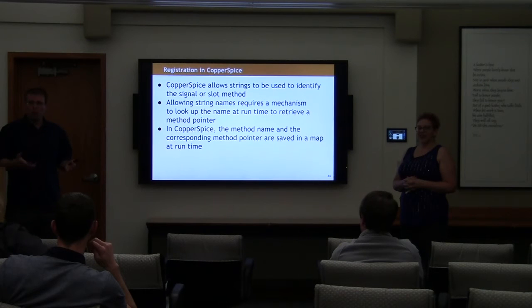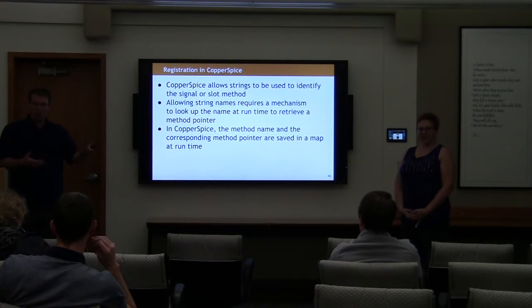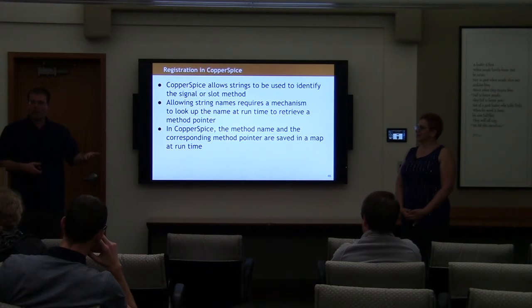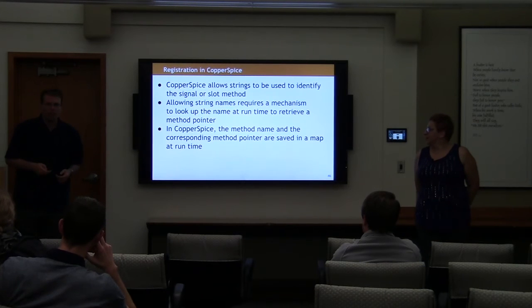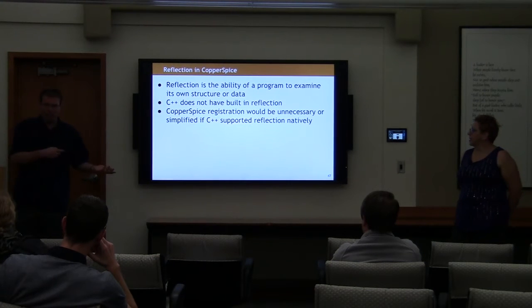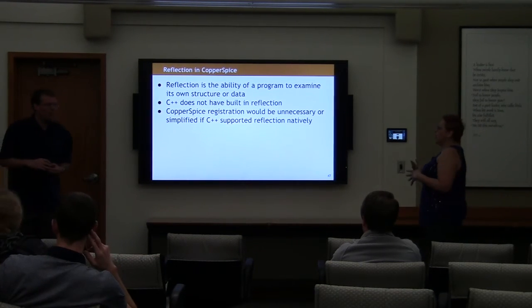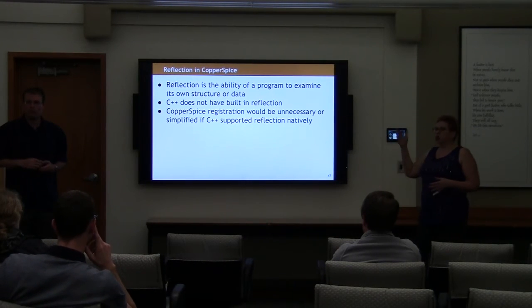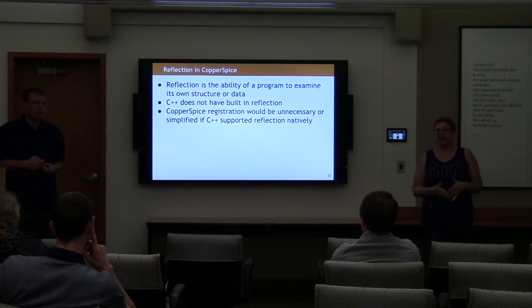And so what we needed was some way to associate a string with a method pointer and then look it up at runtime and make that connection. So we want a map where the key is a string and the value is a method pointer. There's other information in there as well, but that's the basic idea. So the question is, how do you do this? Because C++ doesn't have reflection. There's no runtime reflection, and it's not built in. So we needed some way to do reflection so that we could actually see things at runtime.